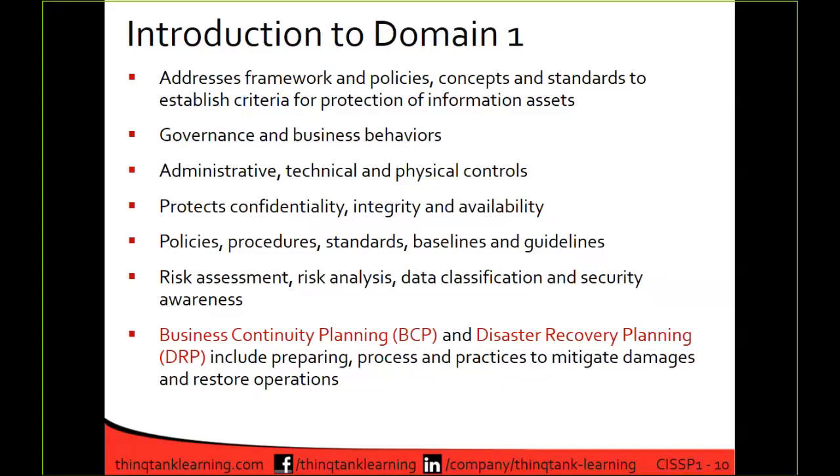Administrative, technical, and physical controls. Give me an example of a technical control. Any ideas? Remember, this is all related to ensuring information assurance. So what would be an example of a technical control that would assure information assurance?